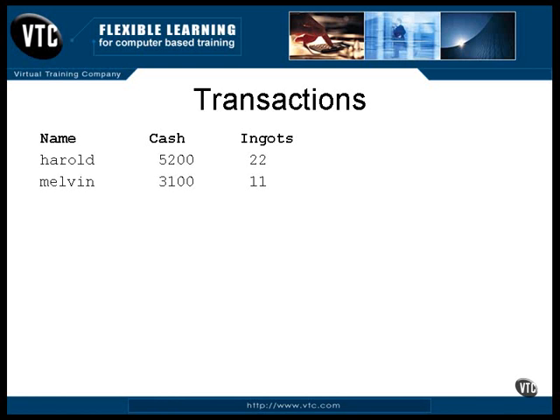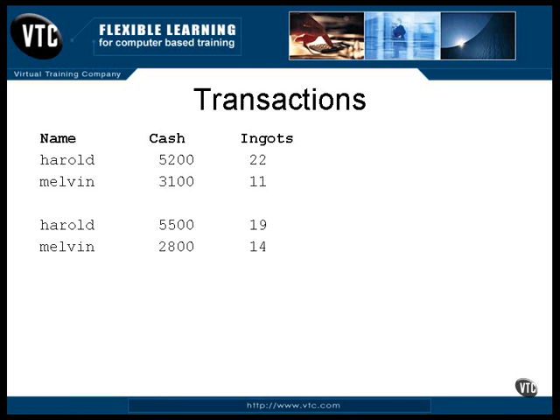Take a table that contains a list of names. Each name has an amount of money and a number of gold bars, and the people listed in the table buy and sell gold bars among themselves. The table and its contents, with just 2 entries, looks like this. Now, if Harold were to sell Melvin 3 gold ingots for $100 each, it would be necessary to update the table twice, resulting in the new values all around, like this.